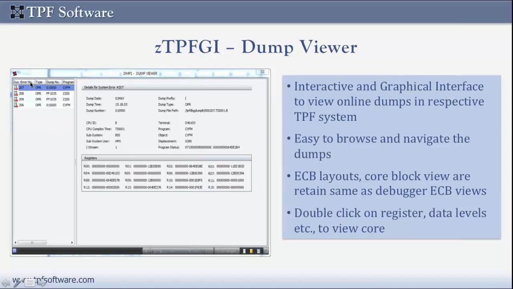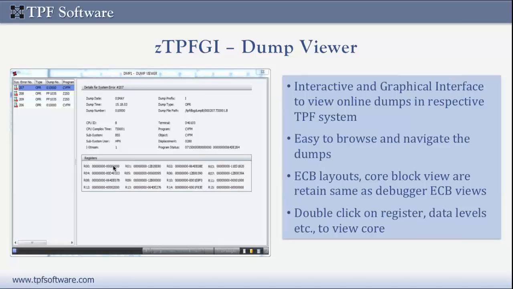You can double click on the dump to look at the summary information, and you can double click on any of the registers. Once you double click on the registers or any of the code blocks, the view of this tool will be exactly the same as the ECB window.